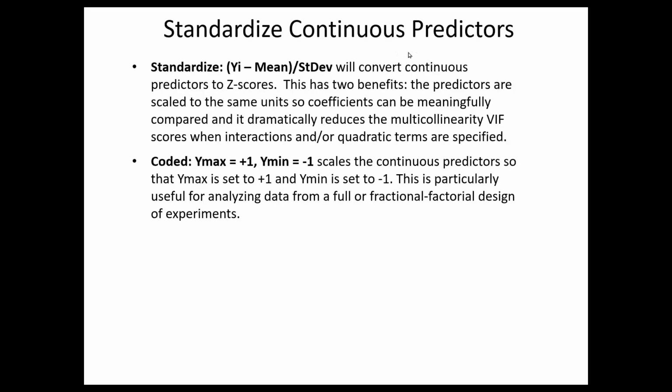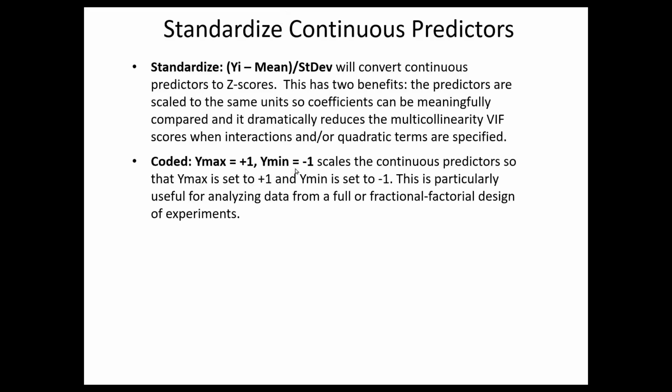If you have continuous predictors, so we're switching gears a bit, and you standardize, you can subtract the mean, divide by the standard dev. This is really important if you're including interaction terms or higher order terms. That dramatically reduces the multicollinearity VIF scores. And also your predictors will be scaled to the same units. So it's kind of like the idea from a DOE designed experiment where you code the predictors. But here, if you just have historical data, you subtract the mean, divide by the standard dev, you're converting them to z-scores. Okay, and we will be doing that.